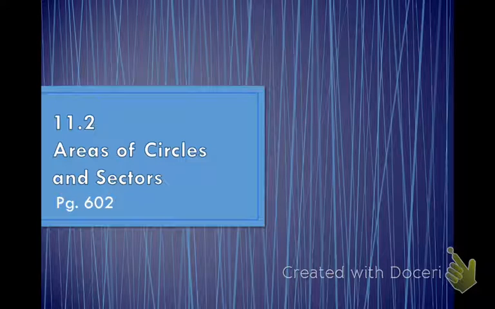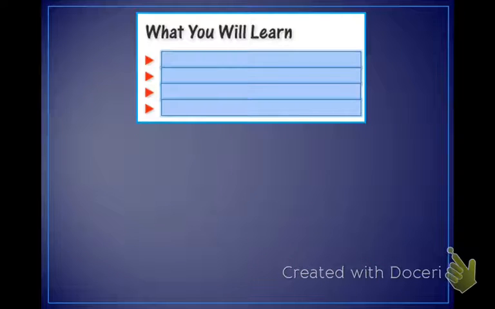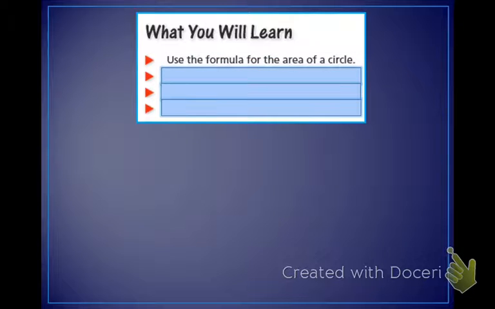7.2 is over areas of circles and their sectors. You're going to learn one more formula before we finish for our quiz and test. We're going to learn three things. One you have already, and it's use the formula for the area of a circle.